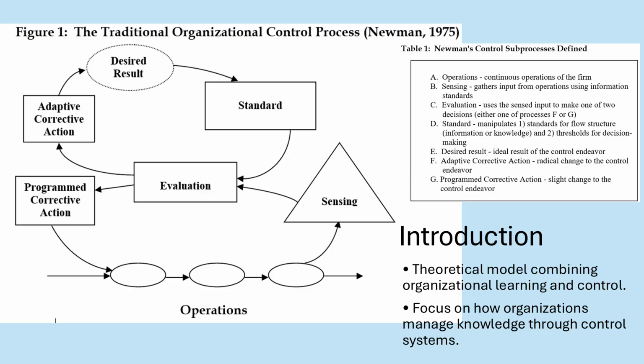Control theory examines how processes within organizations are regulated. The foundational model for this is William H. Newman's 1975 traditional organizational control process. Newman's model identifies sub-processes such as sensing, decision-making, and corrective actions, which ensure organizations meet desired outcomes. These sub-processes are depicted in Table 1, and they form the backbone of how organizations traditionally manage control.